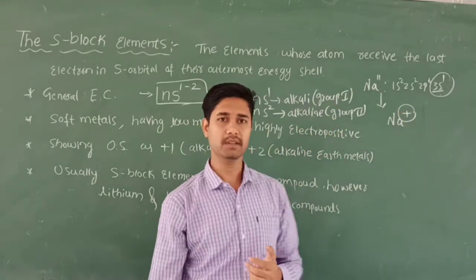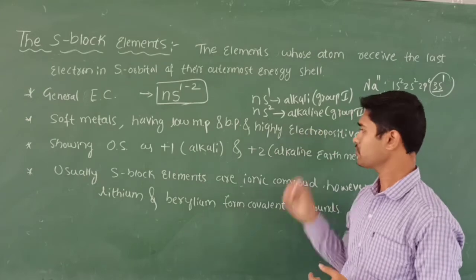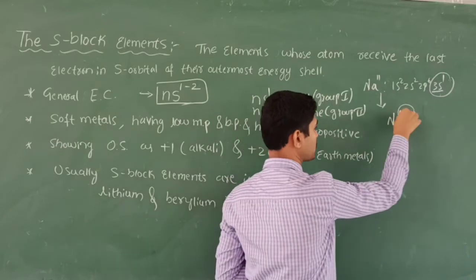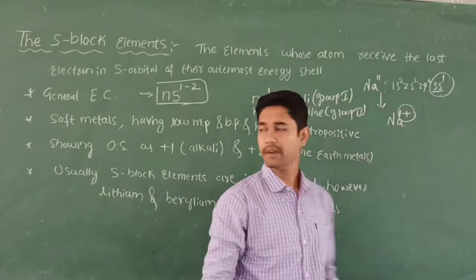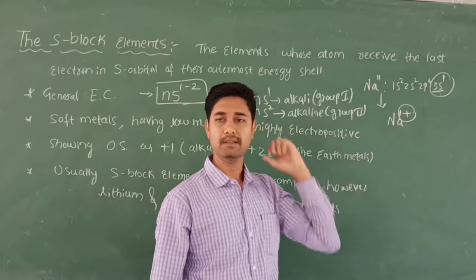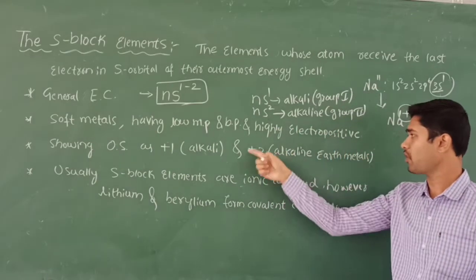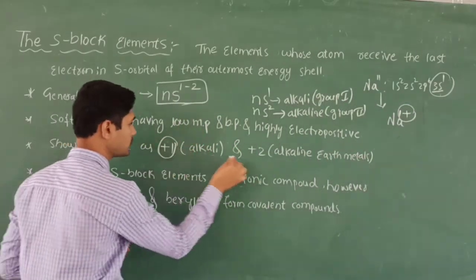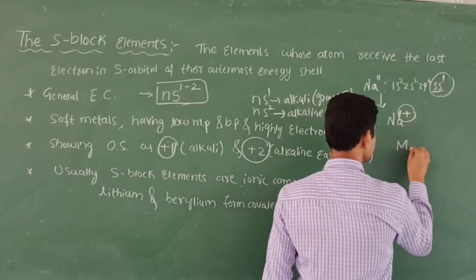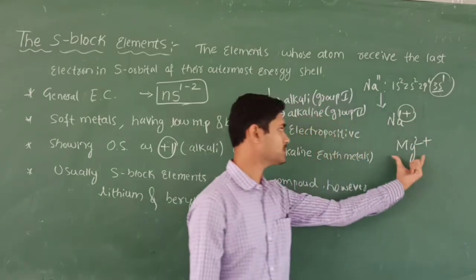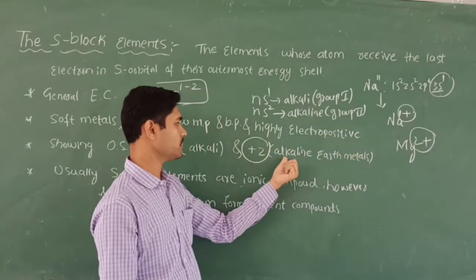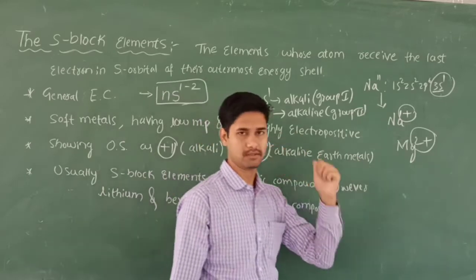Like this, magnesium will also be there, with a low boiling point and being highly electropositive. Sodium shows the +1 oxidation state, Na+1, so elements with the +1 oxidation state come under the alkali metals. And those elements showing the +2 oxidation state are going to be called the alkaline earth metals. For example, magnesium 2+ means the oxidation state of magnesium is +2. When +2 is there, those elements come under the alkaline earth metals.